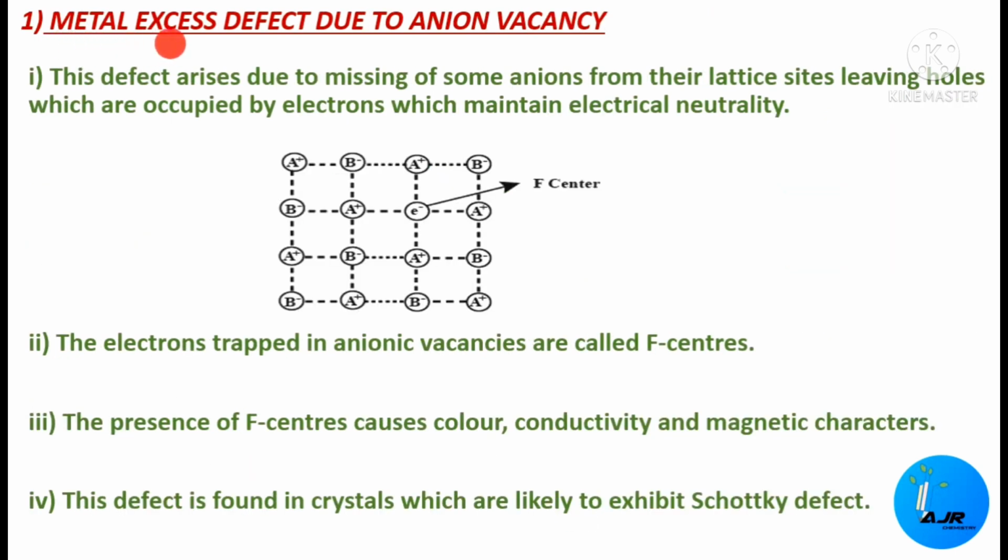The first one is the metal excess defect due to anion vacancy. This defect arises due to missing of some anions from the lattice sites, leaving holes. See, this is a crystal having A plus and B minus, positive cations and anions. If any one of the anions is missing from the lattice site, it will be occupied by an electron in order to maintain neutrality. Here one anion is missing, so it is balanced by one electron.